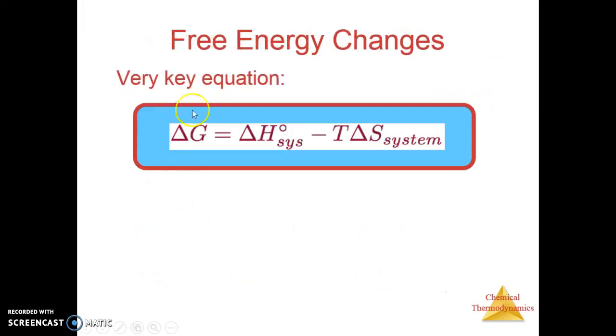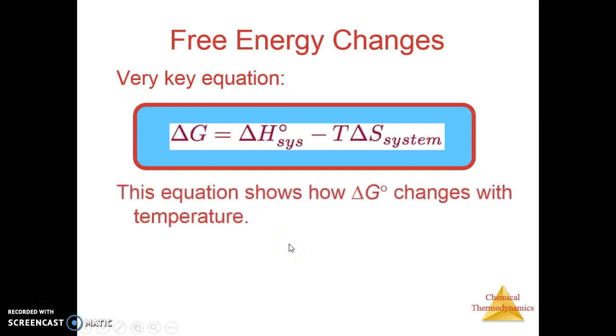So the very key equation is the one that I just got done telling to you, the one that's surrounded by 3 colors. This is the one that we're going to use most often. And this equation shows how delta G changes with temperature. So temperature is actually a very important component of whether or not the reaction is going to take place spontaneously. There are some reactions where temperature is critical. Lower temperatures mean one thing, higher temperatures mean something else in terms of spontaneity.